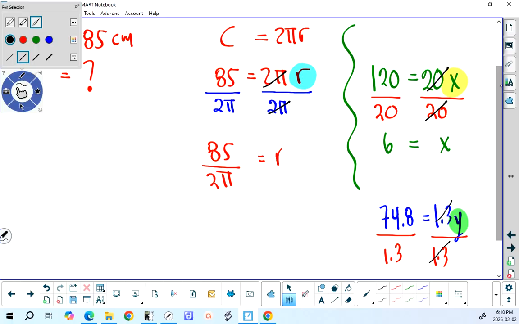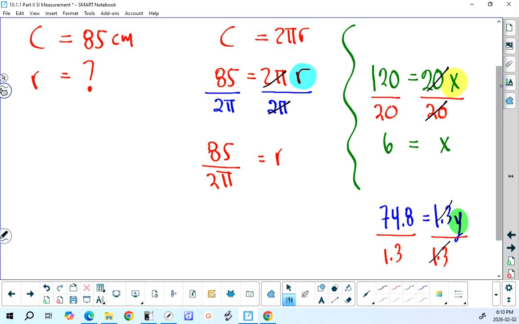Now here's the trick, and if you like, you can pause the video here, grab your calculator, and figure out what 85 divided by 2 pi is. Actually, I want you to do that. Pause the video, take 85 divided by 2 pi on your calculator, and don't write it down yet, just leave it on your calculator so you can see it, and then resume the video.